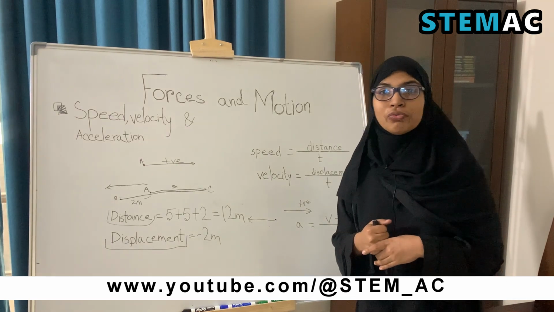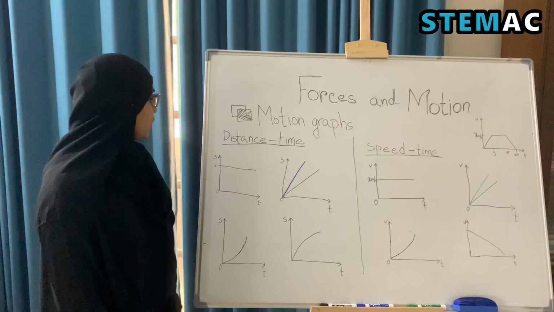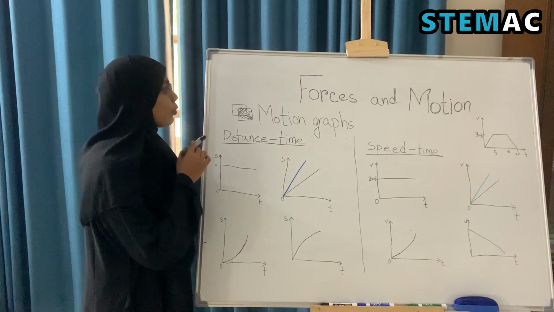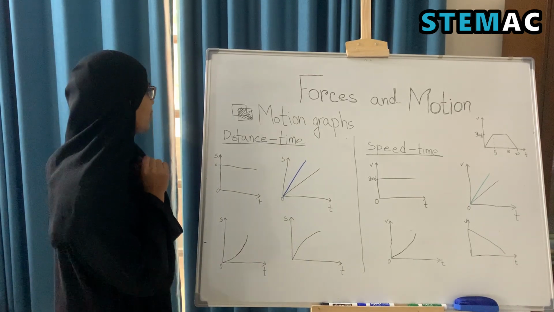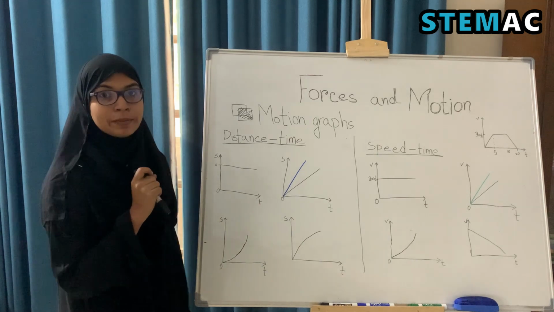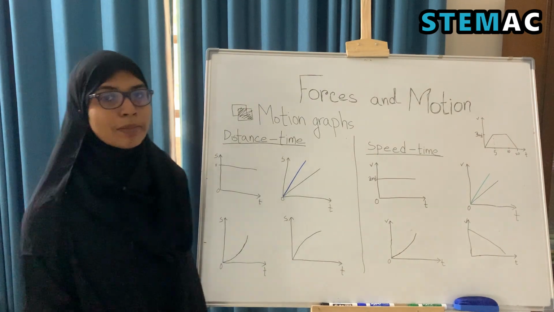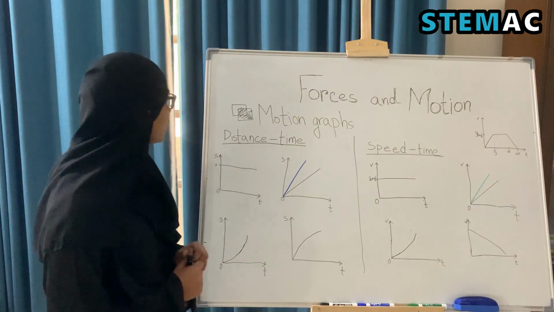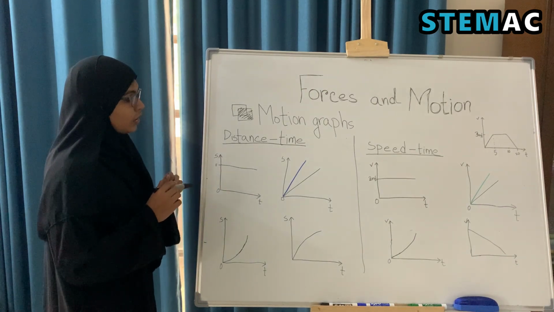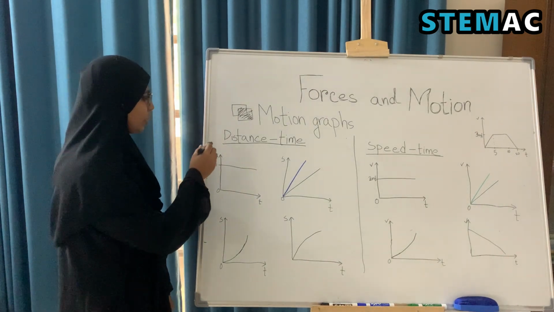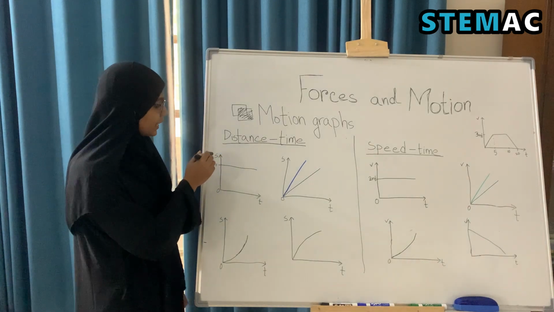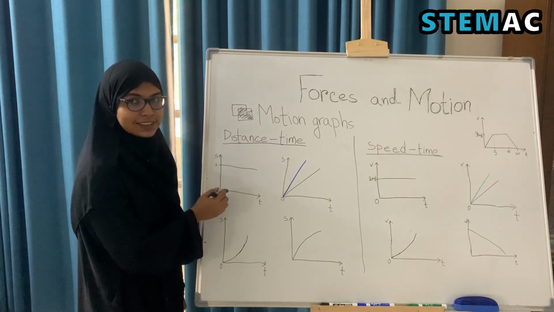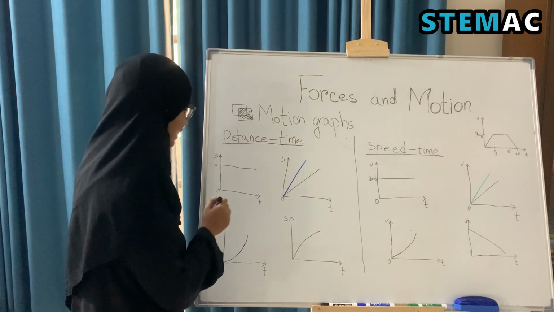Next we will move on to motion graphs. So there are two types of motion graphs: distance time and speed time graphs. In distance time graphs, we put distance on the y-axis and time on the x-axis.